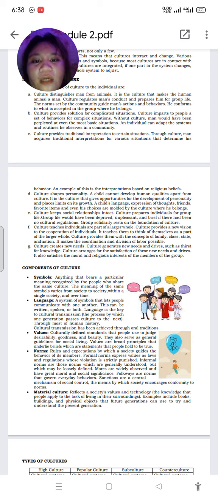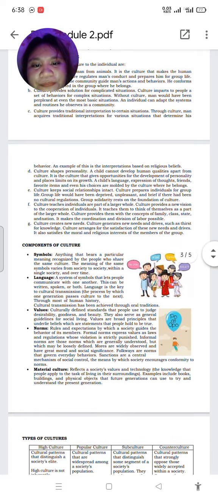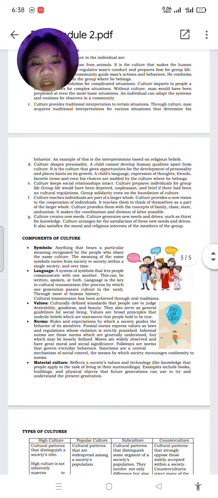Culture keeps social relationship intact. So culture prepares individuals for group life. Group life would have been deprived, unpleasant, and brief if there has been no cultural regulation. Group solidarity rests on the foundation of culture.